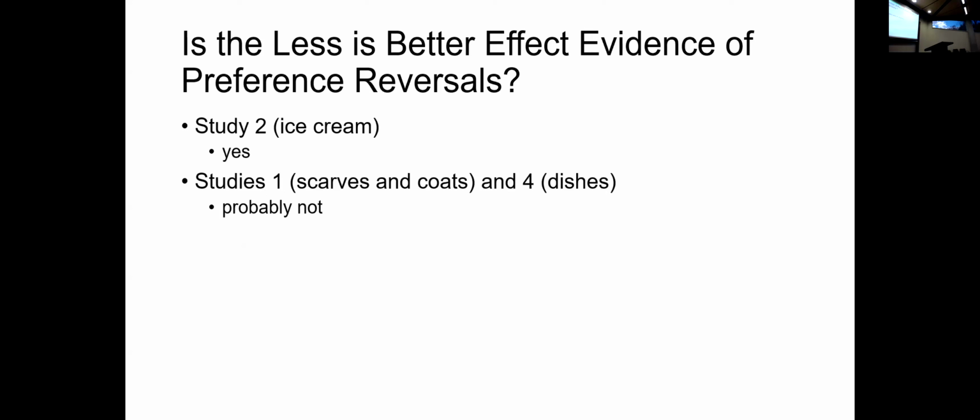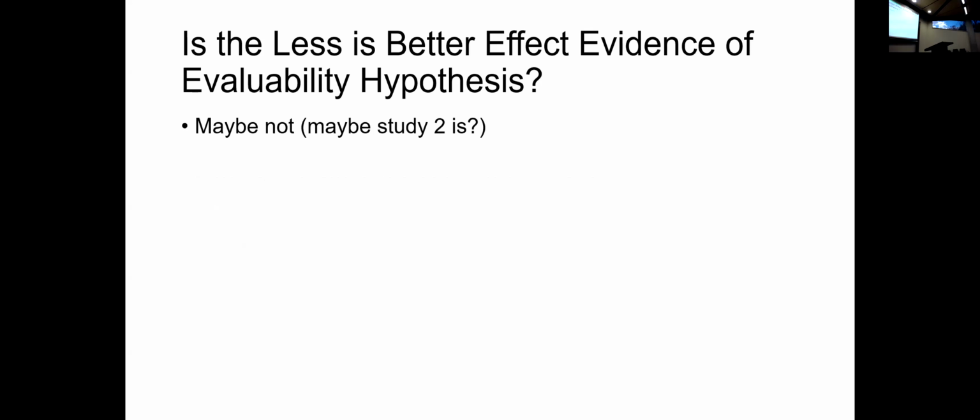So is the less is better effect evidence of preference reversals? Maybe in study 2, but probably not in studies 1 and 4 with these different products. Is the less is better effect evidence of the evaluability hypothesis? Study 2 seems like a reasonable test of that, but the other 2 studies don't seem like an adequate test of that.